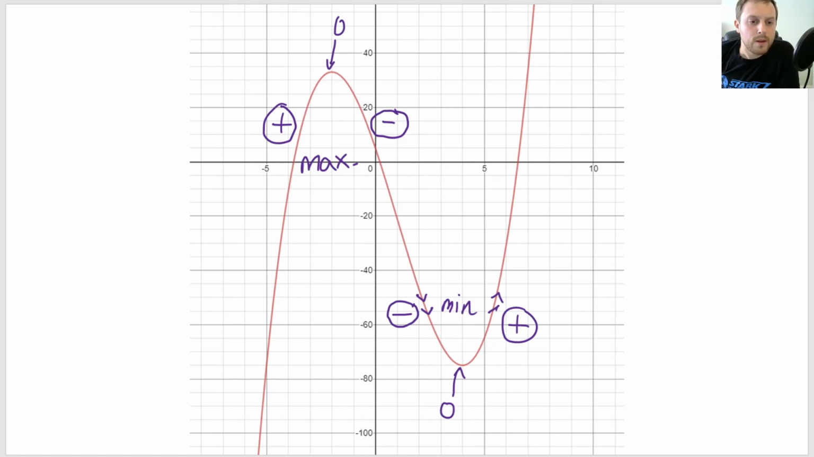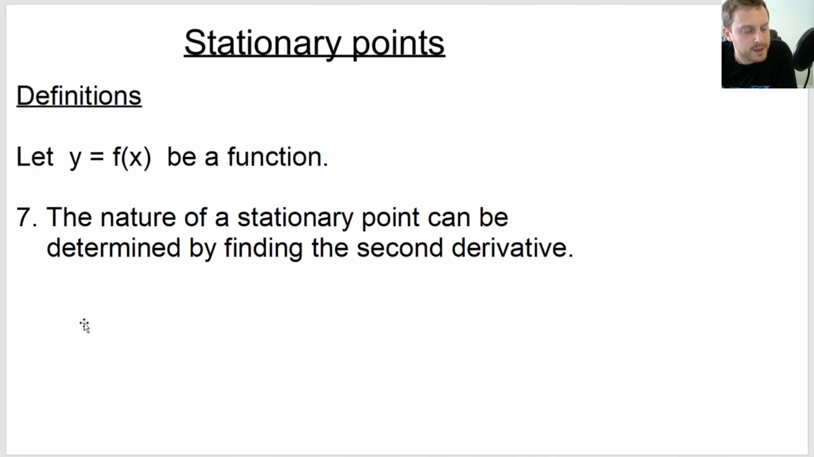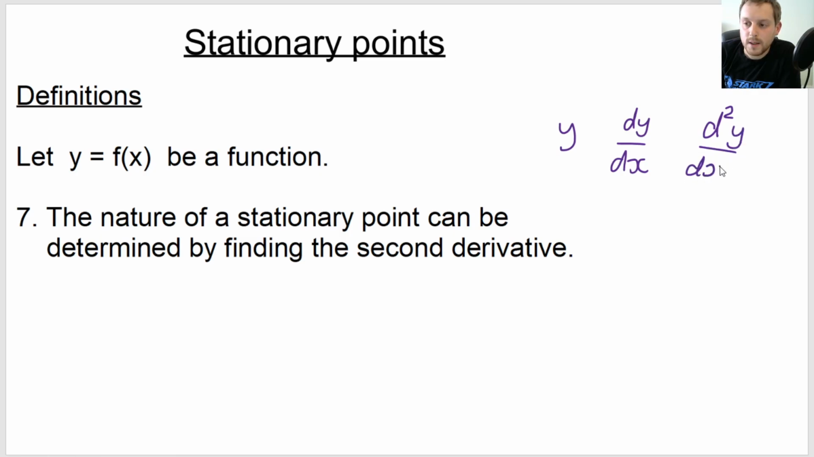So this is where definition number 7 comes in. The nature of a stationary point can be determined by finding the second derivative. Okay, so this is where you have some y, you find dy by dx, and then you differentiate that again, and you get what's called the second derivative. So you might have f of x, f dashed of x, and f double dashed of x. Now, this is your second derivative.